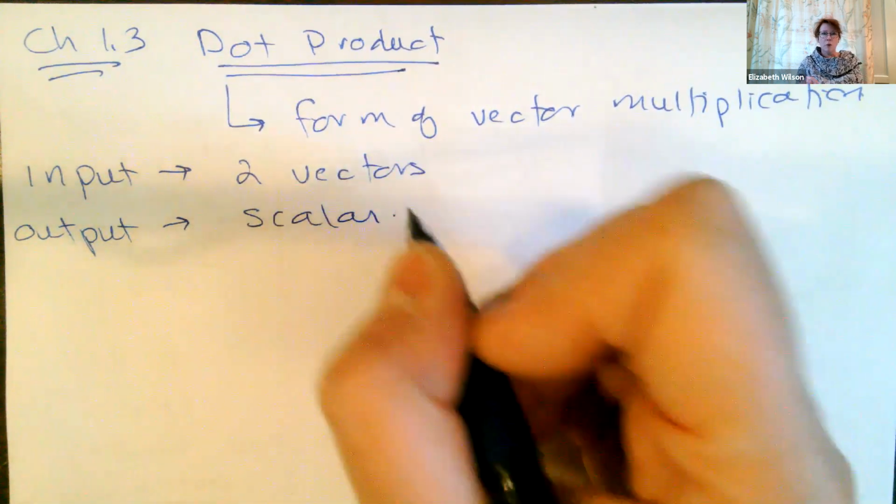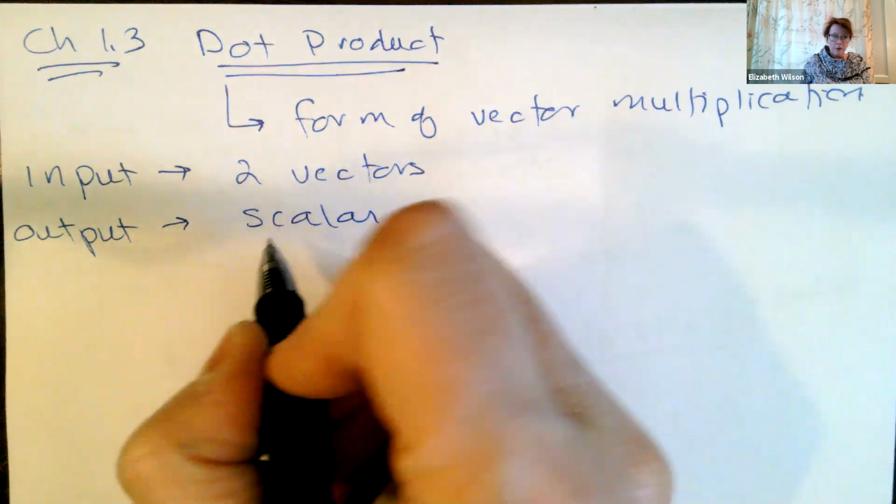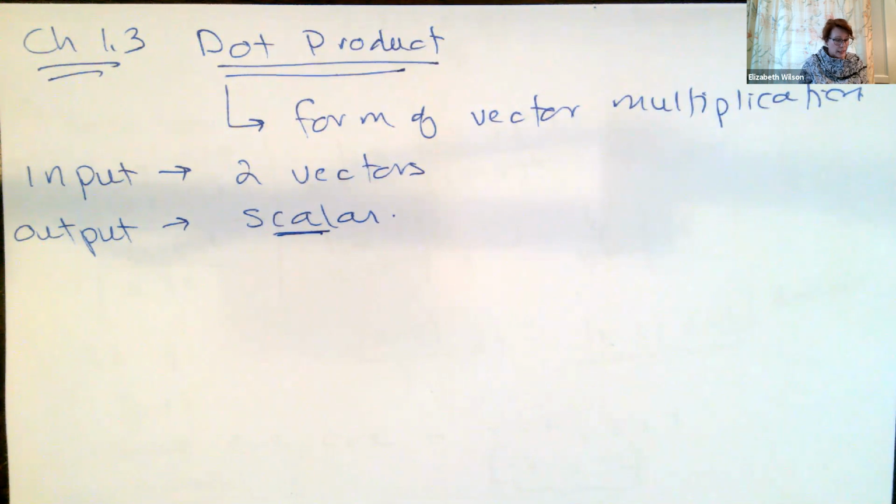Okay, so this is unusual. We're taking in two vectors and we're coming out with a scalar. Unlike in another chapter, I think chapter 1.5, where we're going to do the cross product. Cross product is another form of vector multiplication. With the cross product, we take in two vectors and get out a vector. The dot product, we take in two vectors and we get a scalar. So this is important to note. Set your expectations when you're looking at things.